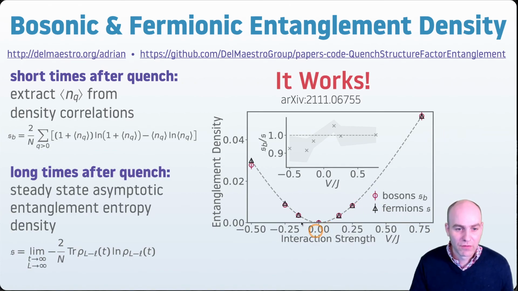Works extremely well over a large range of interactions, and in fact, if we look at the ratio, it's equal to 1 as a function of V over J within error bars coming from the uncertainty in this time asymptotic extrapolation process. So I encourage you, if you'd like more details, to have a look at this paper and look at our code right here. Thank you.